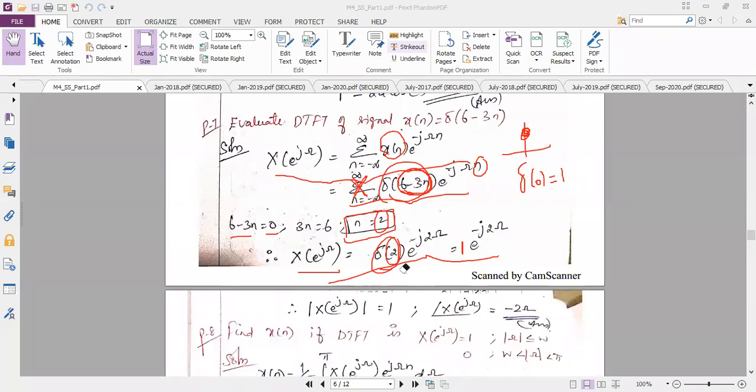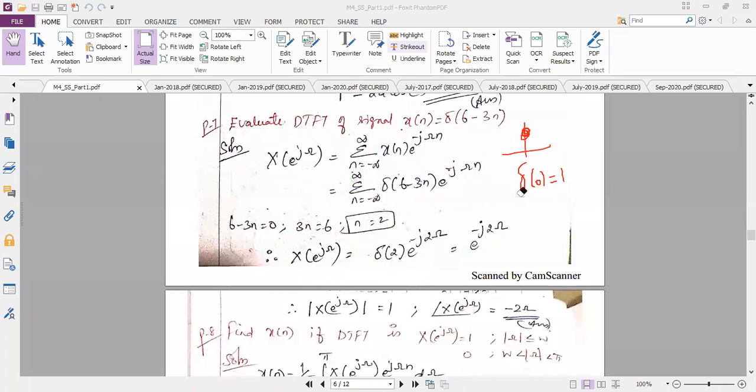This is your answer. In the question, they have not asked you to find the magnitude and the phase, but I have still worked it out in my notes, so I will tell you how to find them. You know how to find the magnitude. Originally the amplitude is only 1, multiplied with cos 2 omega minus j sine 2 omega. If you take the magnitude, it is square root of 1 square, so the magnitude is 1.